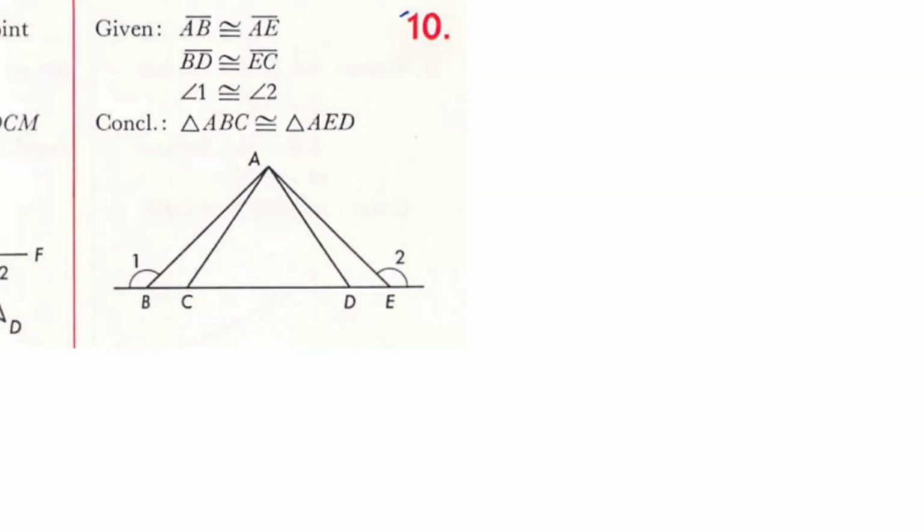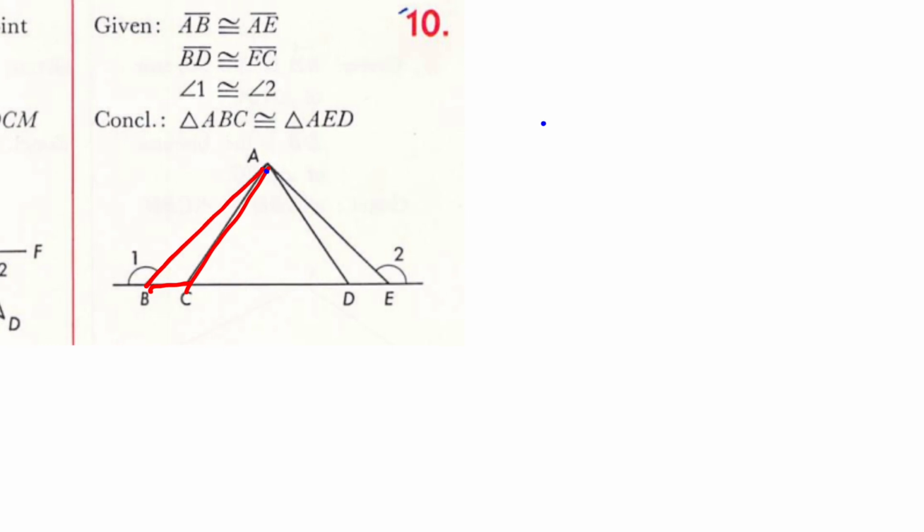This one's kind of interesting because there's several triangles that could be congruent in this picture. There are the little ones, which is what they're asking us to prove. But there's also sort of these medium-sized ones that have ABD, for instance, and AEC. Those potentially could be congruent, but they're not asking us to do that.